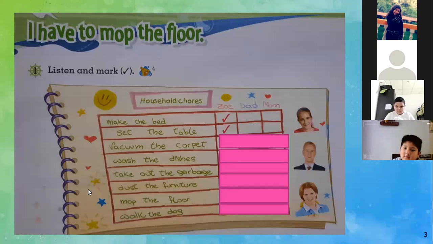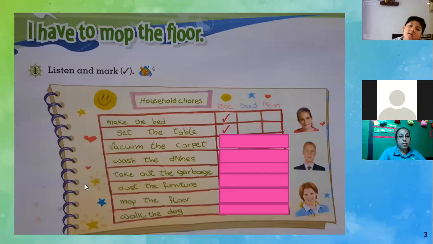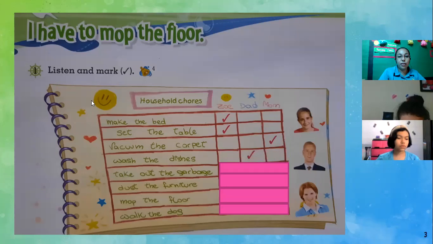Let's see. Next action, vacuum the carpet. Okay, who develops this action? So, dad or mom? Okay, Anderson. Mom. Mom. Okay, let me check. Yes, mom. Good job. Andres, next one. Wash the dishes. Who has to wash the dishes? Andres? Dad. Okay, let me check. Yes, exactly. Dad. Good job.